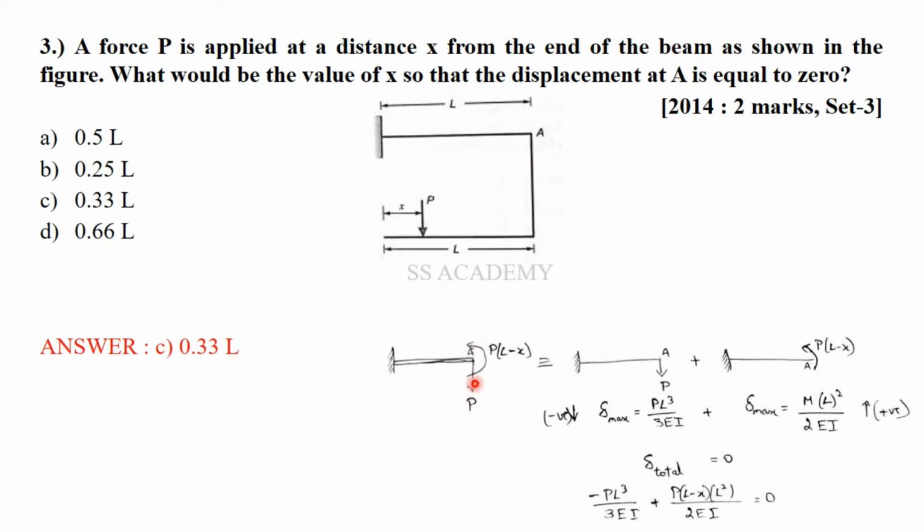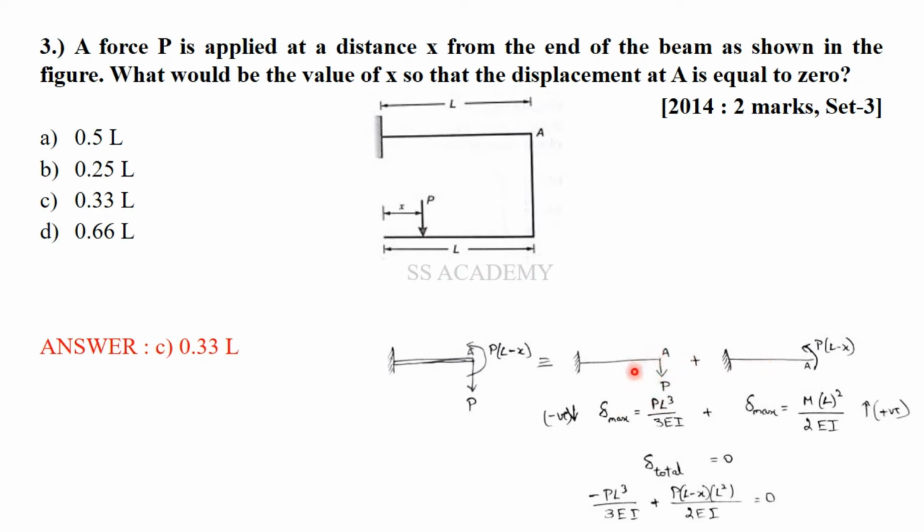Here you can see a downward force P is exerted and a moment P into (L minus X), since this distance will be acting here. So P into (L minus X) and a downward load P will be acting, which we will split into two. We can superimpose them.